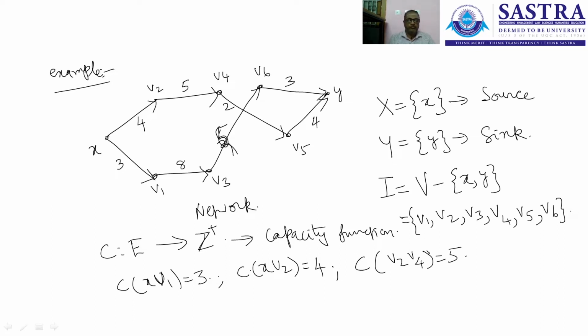So we have defined three terminologies here. Number one, the source, the sink and the intermediary vertices. And the next one is the capacity of the arc.